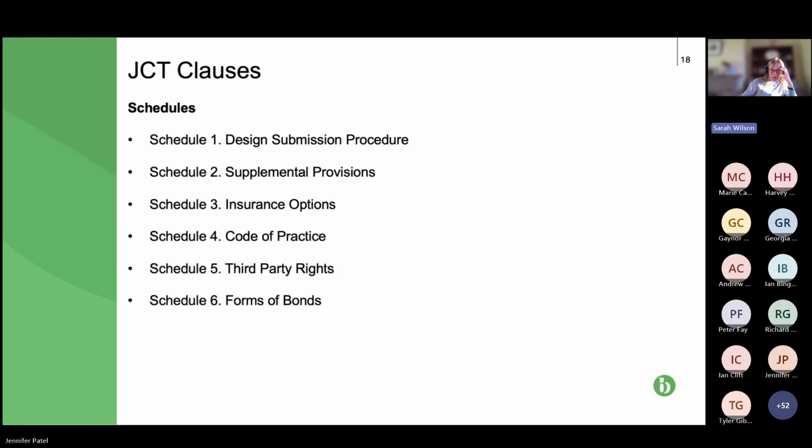And then Schedule 3, insurance options. And then Schedule 5 is third-party rights. So that's a substitute for collateral warranties under the Third-Party Rights Act, just to avoid it. Pretty much gives similar rights and obligations as collateral warranties, but without having the hassle of collateral warranties. And then finally, the form of bonds, performance, advance, etc. So if we can move on to the next slide, please, Jan.